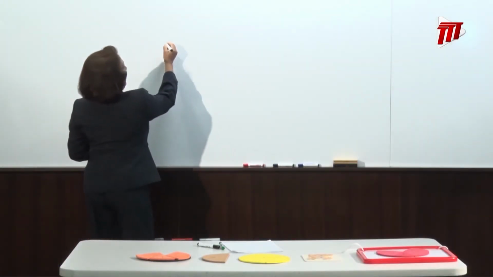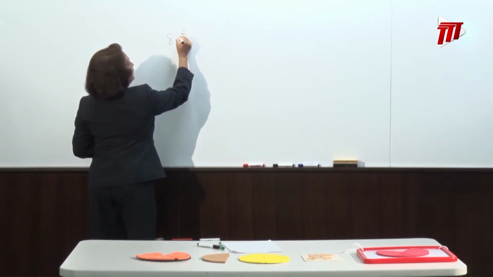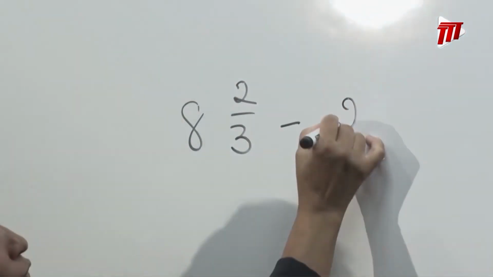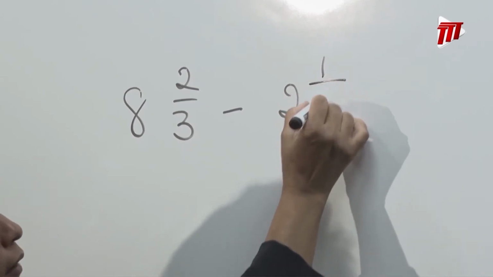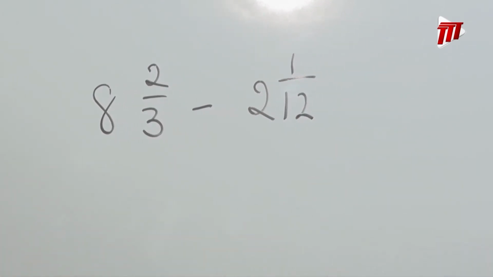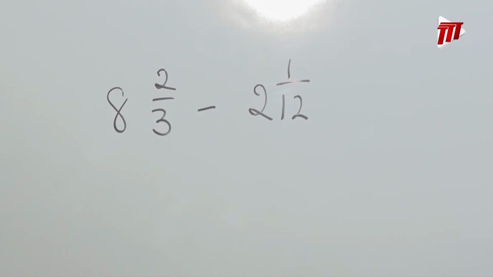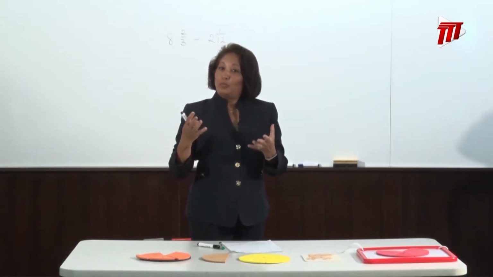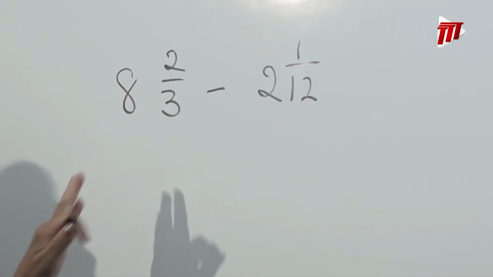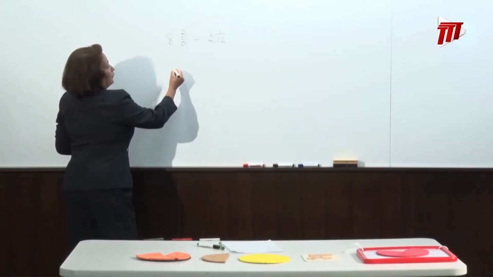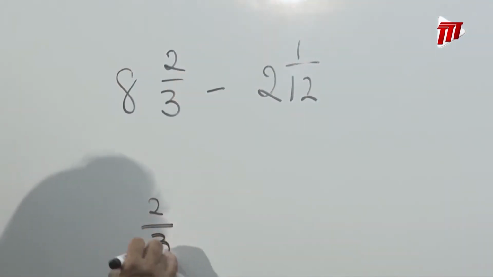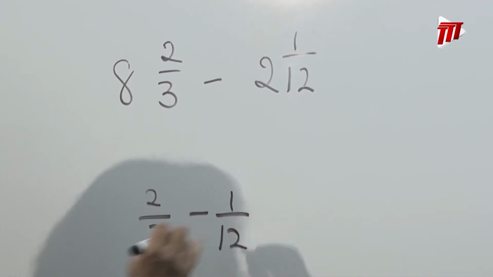Okay, so what we did before, we looked at working with fractions that had different denominators, but what we're going to look at now is mixed numbers. So if I have 8 and 2/3 minus 2 and 1/12, how are we going to look at a question like that? Now there are different ways that you could look at it. So we'll work with the fractions first. So I'll have 2/3 minus 1/12.